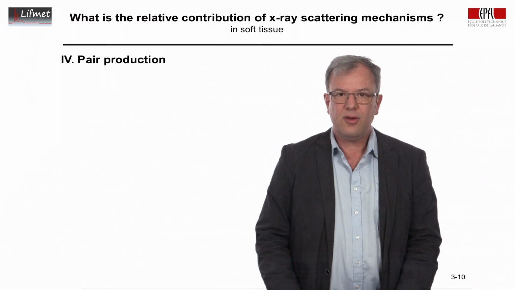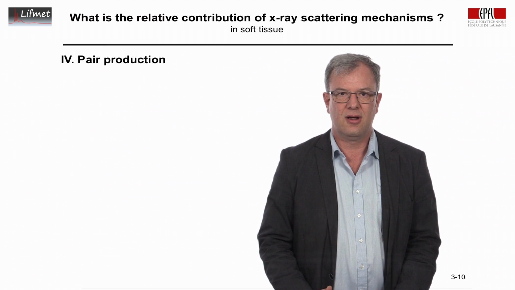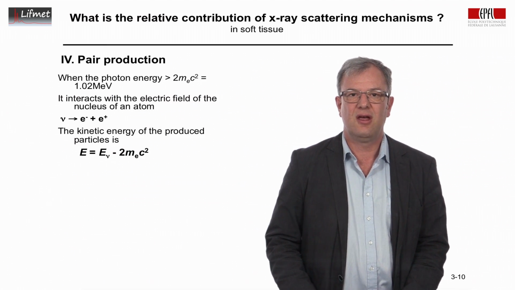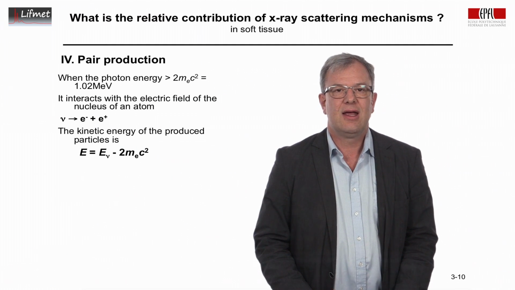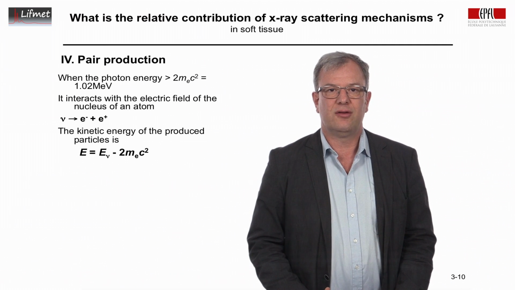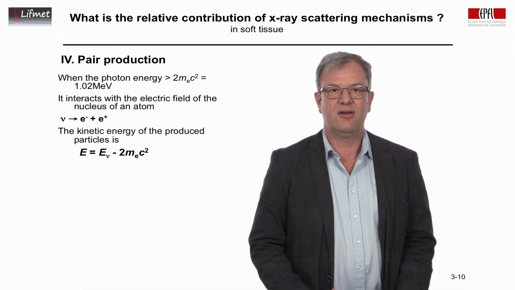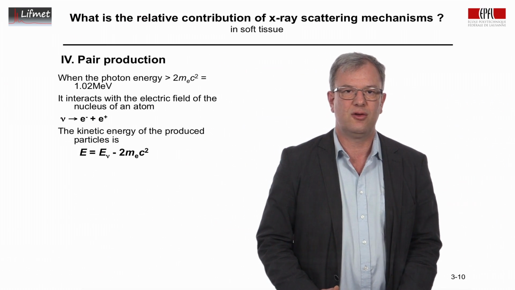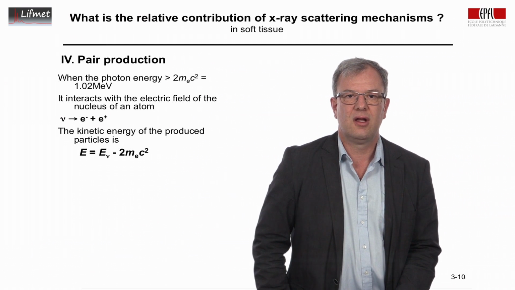So, now the fourth effect that I want to discuss for completeness' sake is pair production. Pair production happens when the photon energy is bigger than twice the rest energy of the electron. In case that photon interacts with the electric field of the nucleus, then it can disintegrate and produce an electron-positron pair. So it produces an electron and its antimatter equivalent, a positron.